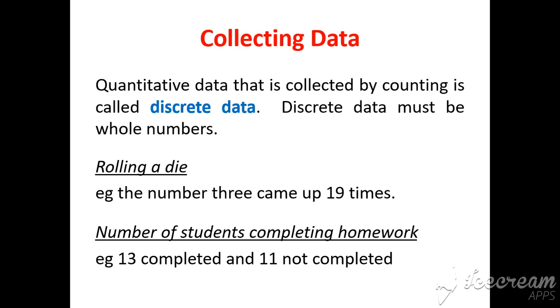However, if it's quantitative data and it is collected by counting something and it is only a whole number, we call it discrete data. E.g., the number of threes that came up is 19 times. I can't have 19.3 threes came up.